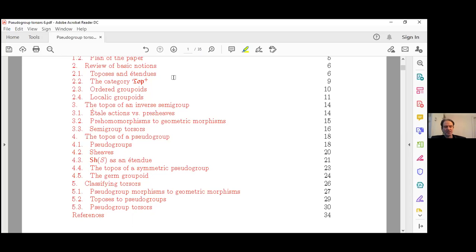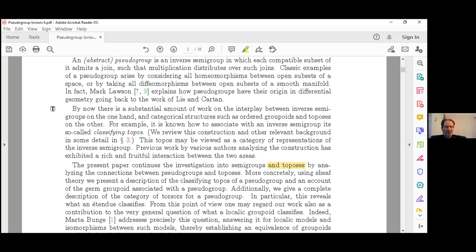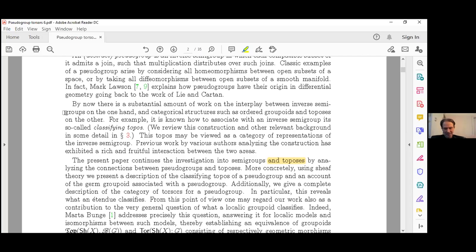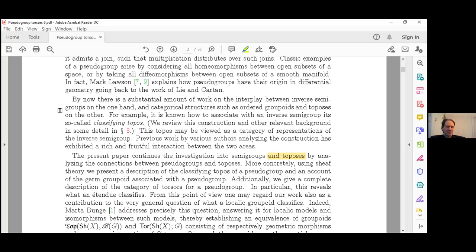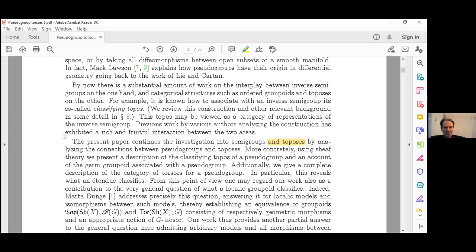Because of the supremum condition. Anyway, here's maybe, if I'll read a little bit of our introduction. This idea of abstract pseudogroup goes back, I didn't talk about this, this is the prehistory. I was just speaking about the recent history. I don't necessarily know that much about the very old history, but Mark Lawson has explained in his paper that this concept of pseudogroup essentially comes out of differential geometry, going back to Lie and Cartan, and so on.